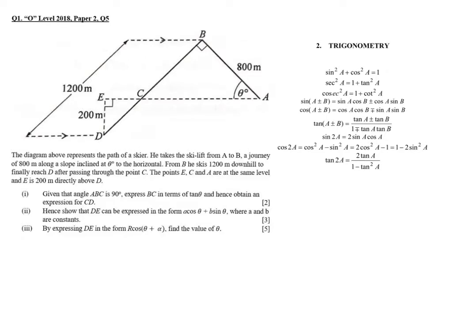Okay, so this is an R formula question that relates to the topic of trigonometry for additional mathematics. This is the actual question that came out in O Levels 2018, paper 2, question 5. So let's read the question.